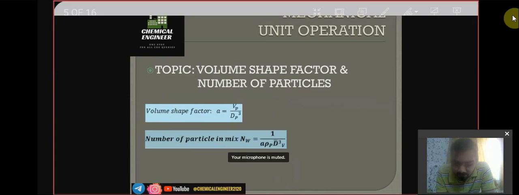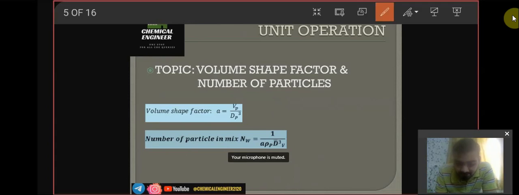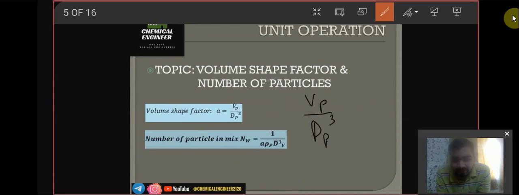Next we have volume shape factor. Volume shape factor is the factor which shows how spherical the particle is, or how much a particle has a similar volume compared to its diameter. This is what a volume shape factor is. For this we calculate for average size and average diameter. If we want to find average diameter, we can use volume shape factor, that is volume divided by diameter cube.